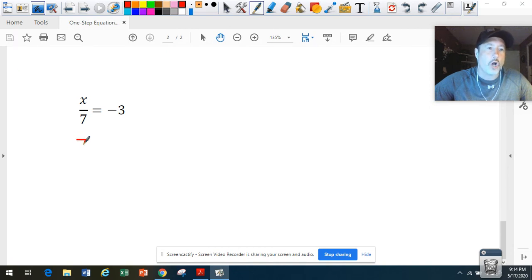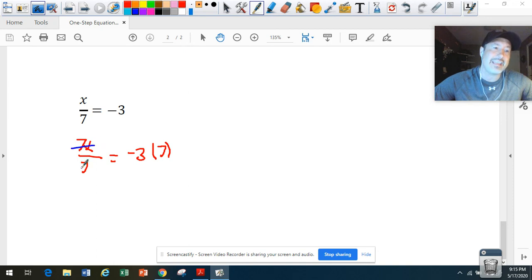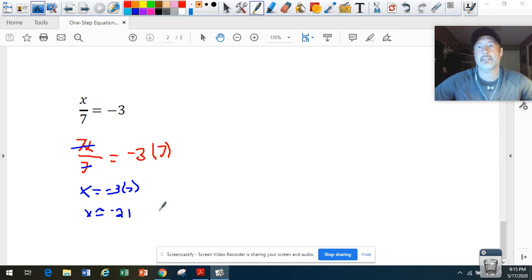So here we go. I'll do 7x over 7 equals negative 3 times 7, because I multiplied over here, so I must multiply over here. This 7 over 7, they cancel out. The x still stays there, but the 7s cancel out and become a 1. So I'm left with x equals negative 3 times 7, which equals negative 21.